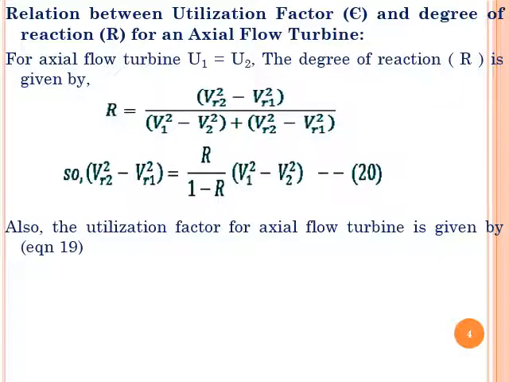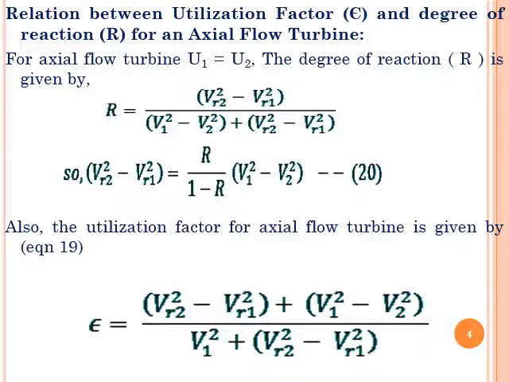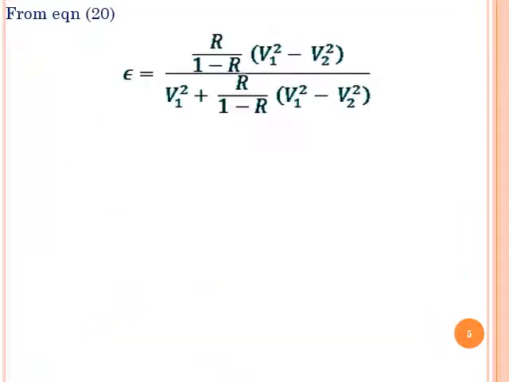Also, the utilization factor for an axial flow turbine is given by the expression: utilization factor is equal to VR2 square minus VR1 square plus V1 square minus V2 square, over V1 square plus VR2 square minus VR1 square. Now substitute this in the utilization factor. The numerator is R by 1 minus R times V1 square minus V2 square, and as the denominator it is V1 square plus R by 1 minus R times V1 square minus V2 square.